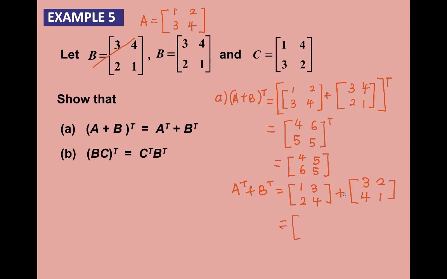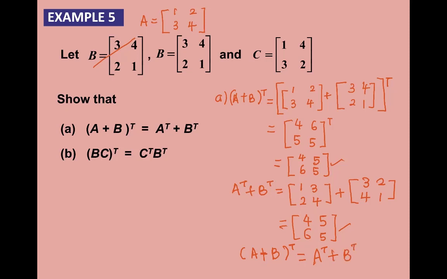Okay, so 1 plus 3 is 4, and 3 plus 2 is 5. 2 plus 4 is 6, and 4 plus 1 is 5. Okay, students, do we get the same answer? Yeah, correct. So therefore, we managed to prove the first property, which is (A + B) transpose is actually the same as A transpose plus B transpose.